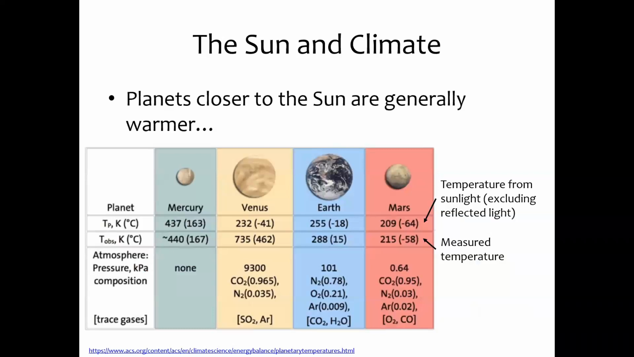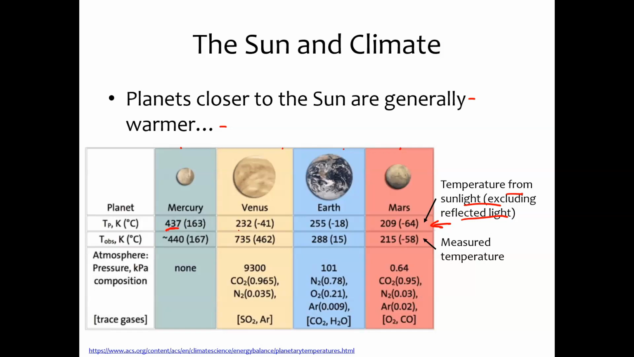So what are some consequences of the fact that the sun and its radiation is what's controlling climate on Earth and on other planets? Well, one thing is that planets closer to the sun are generally warmer. So if we look at that, we can see temperature from the sunlight, excluding reflected light, is in this row here. So Mercury is closer to the sun than Venus, than Earth, and ultimately than Mars, which is the furthest rocky planet from the sun. And so if we just look at the temperature, the planets that are closer tend to be warmer.